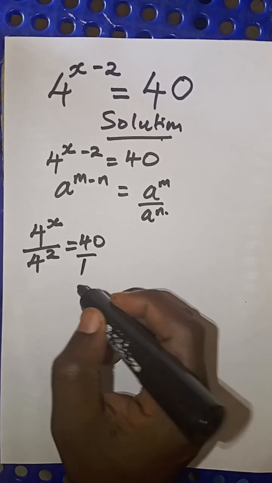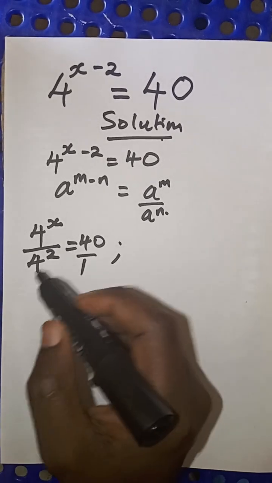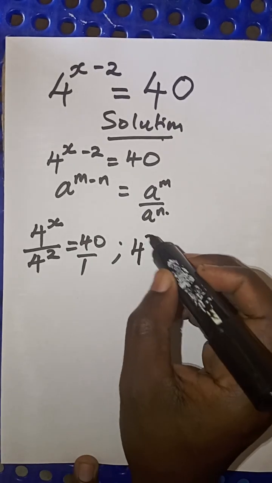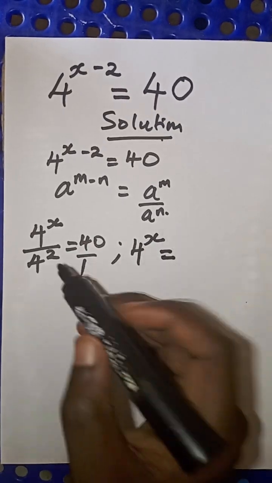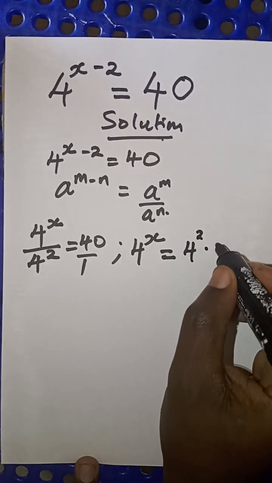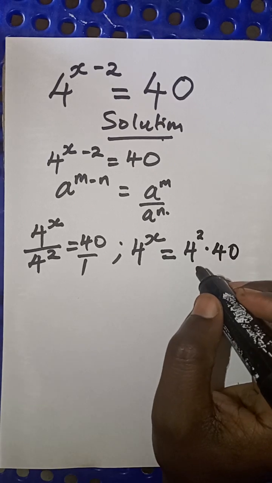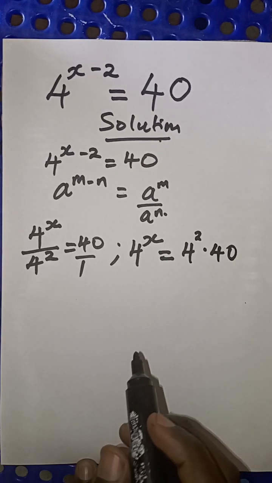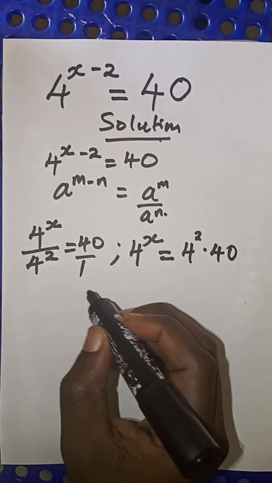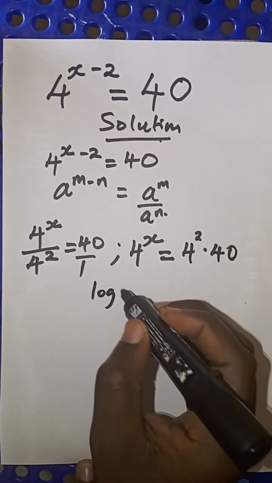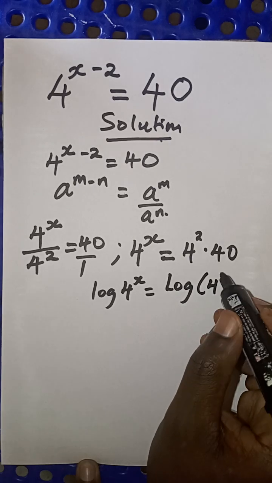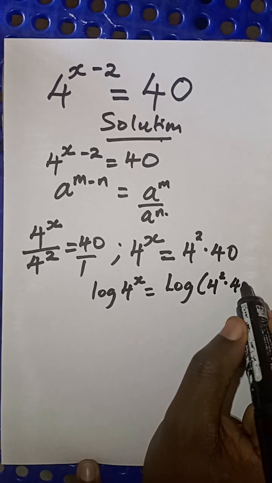At this stage, I'm going to cross multiply, and when you cross multiply, you get 4 raised to x times 1, so 4 raised to x should be equal to 4 raised to 2 multiplied by 40. Next step, the x is unknown, so I'm going to introduce the logs on both sides so that I have the log of 4 raised to x should be equal to the log of 4 raised to 2 multiplied by 40.